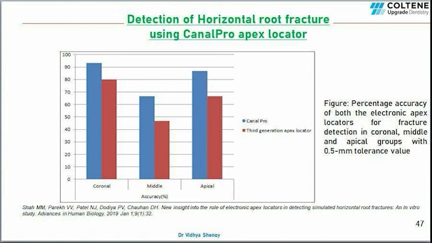So how does the Apex Locator detect fracture or perforation? The electronic apex locator marks the first zone which communicates with the periodontal ligament as the apex or the 00 point. So in case of fracture or perforation, the apex or the 00 mark will be obtained earlier than the expected working length. So this way apex locators help in diagnosing fracture or perforation.